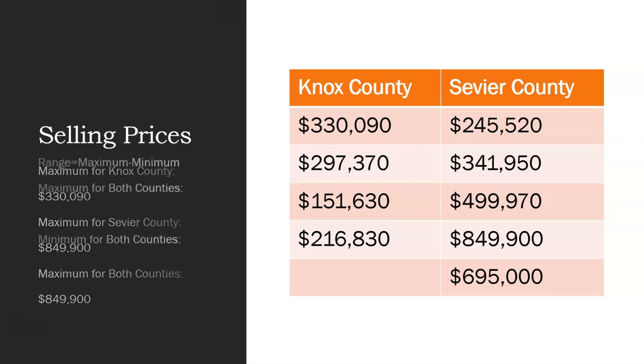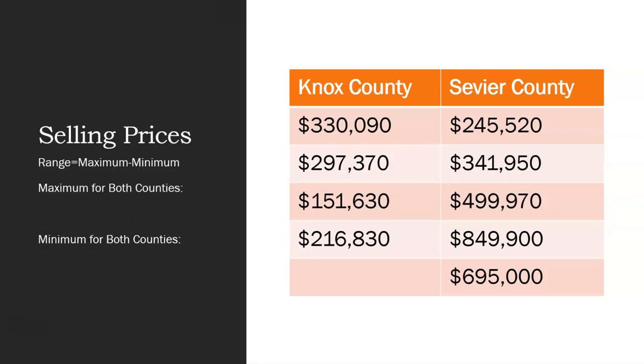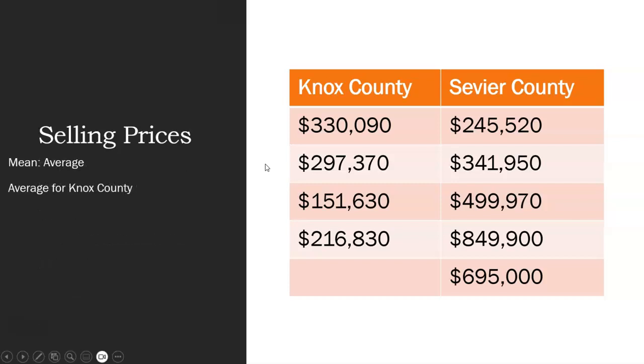Now, if you need to find the range, this is your highest minus your lowest, and we're just going to do the range for both sets, both lists of amounts of money. So your maximum for both would be $849,900, and your minimum for both would be $151,630. So to find range, you subtract your highest minus lowest. This leaves you with $698,270 for your range.